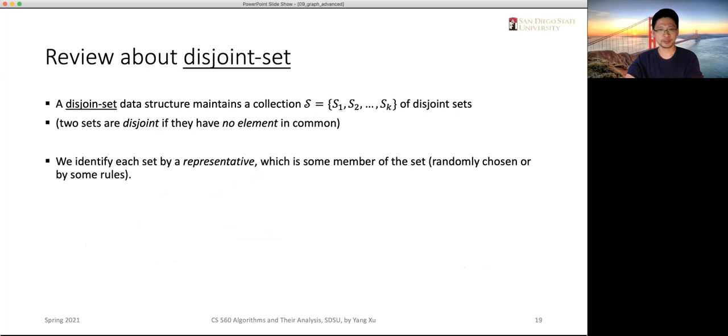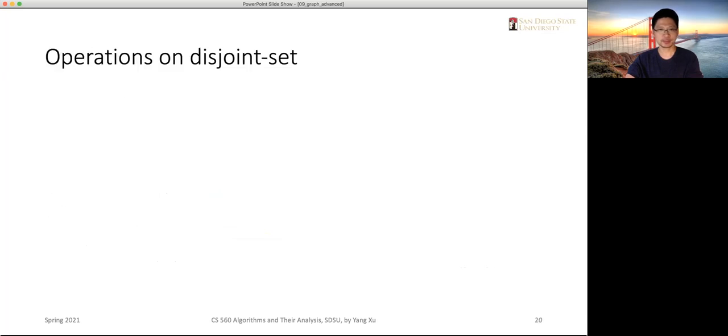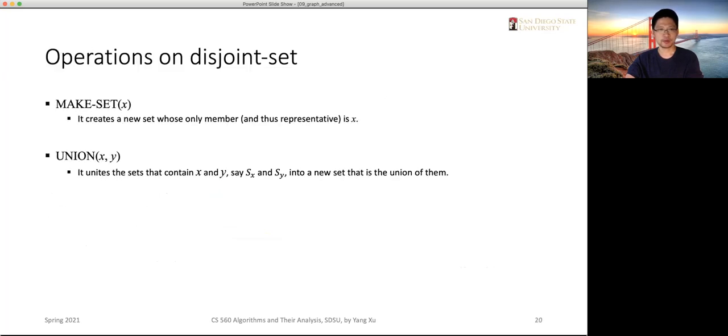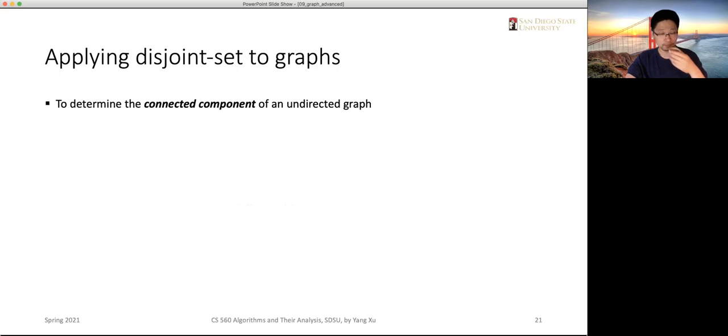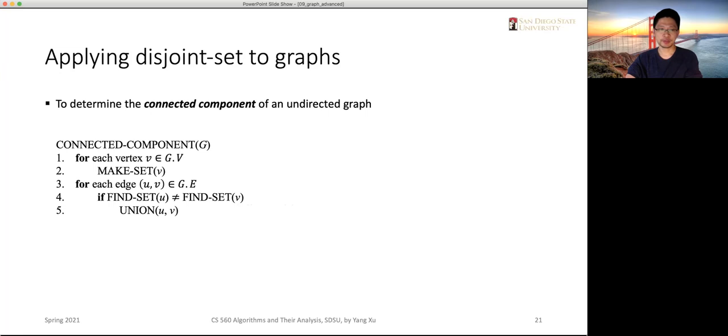So I'm gonna skip this because it's the same contents of disjoint sets, right? We have reviewed the make sets, union, and find sets, right? So let's look at the connected components algorithm again, and we can compare it with Kruskal's algorithm. We can see a lot of similarities here.